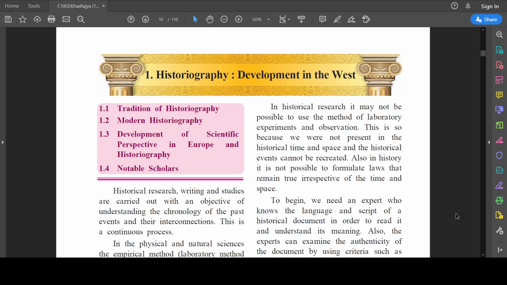Standard 10th, History, Political Science. The first chapter of History, Historiography, Development in the West.